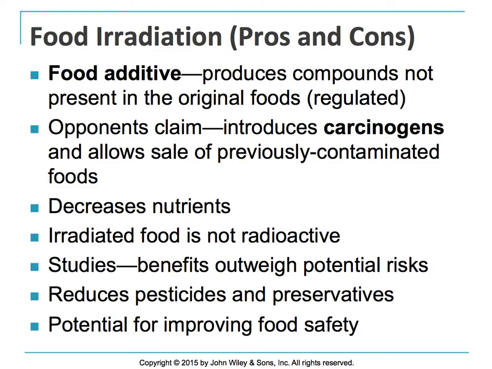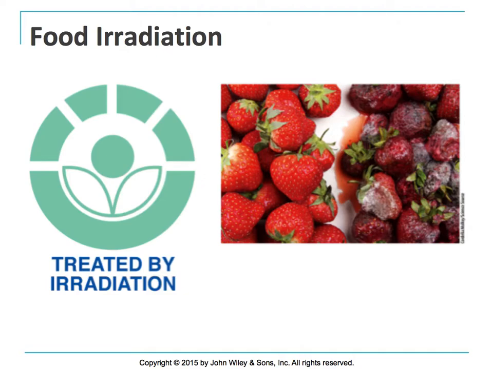Studies show that the benefits of food irradiation outweigh the potential risks, that it reduces the need for pesticides and other preservatives, and that it has potential for improving food safety. And this photo shows a picture of strawberries. The ones on the left have been treated with a process of irradiation, and you can tell that they are not spoiling, whereas the ones that were not treated with irradiation do show signs of spoilage.